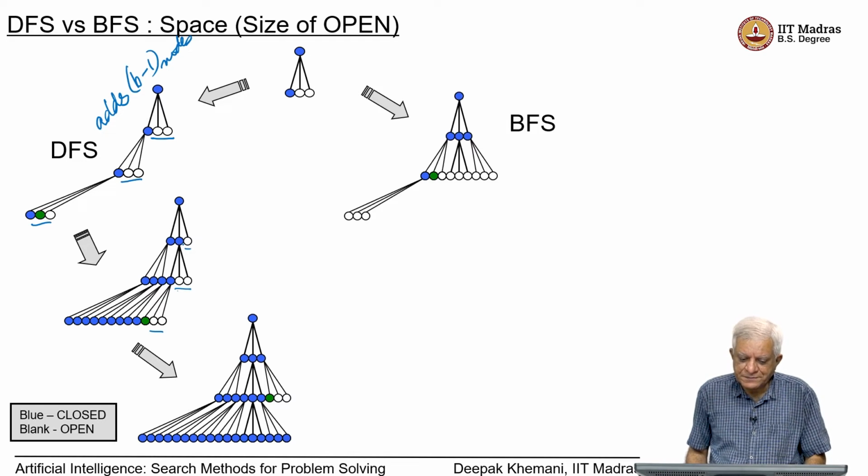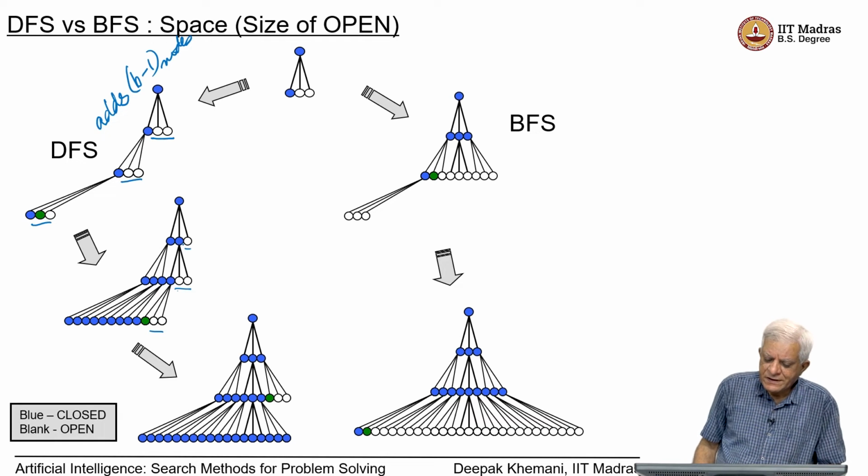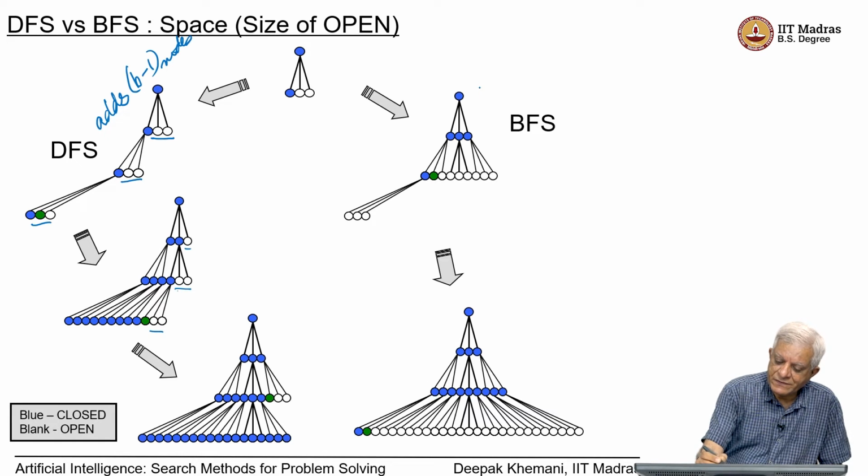On the other hand, breadth first search finishes one level before going to the next level. So, we have already seen this, right. At level 1 there is 1 node, then there are 3 nodes, then there are 9 nodes, and then there are 27 nodes essentially. What is breadth first search doing?